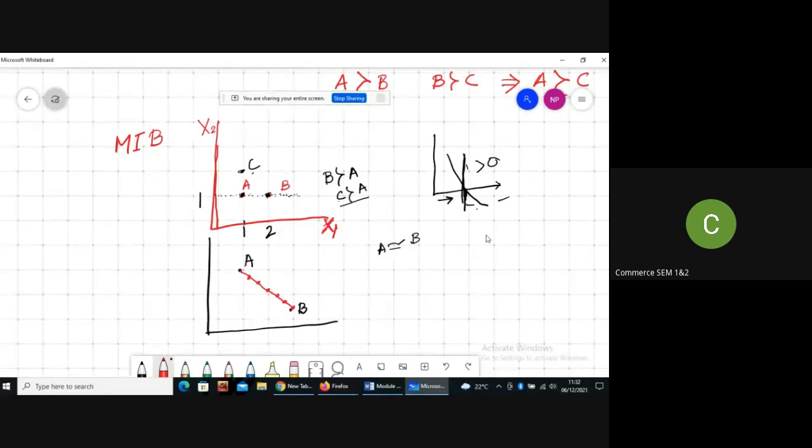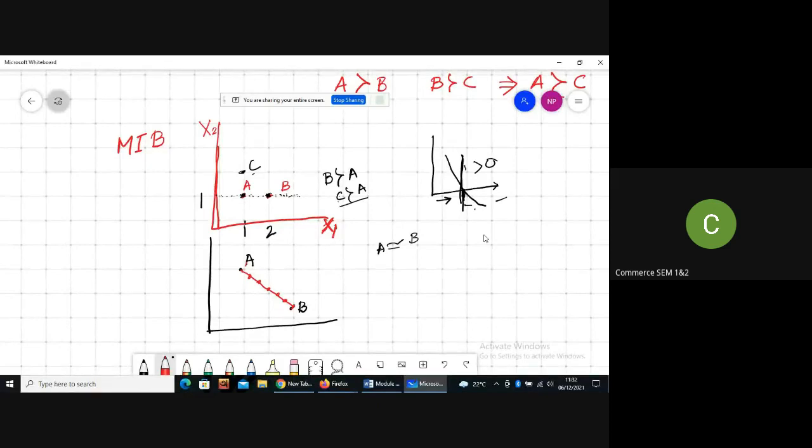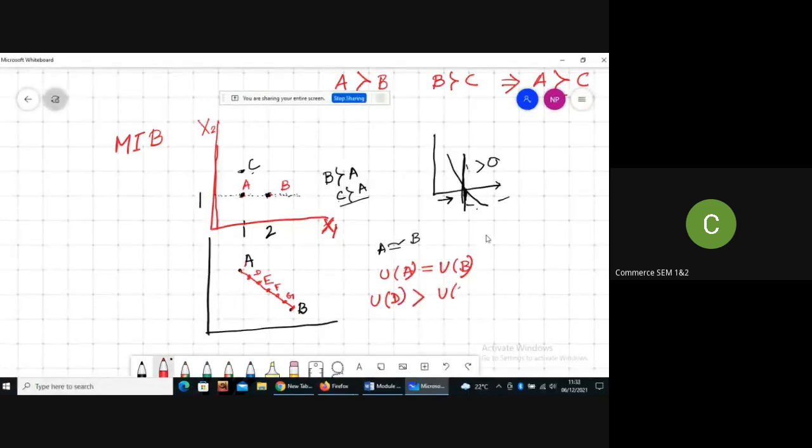What I'm saying is that the consumer is indifferent between point A and point B. That means the utility at point A is equal to the utility at point B. If that is the case, then if you join a straight line between these two points, A and B, and take any point on the straight line, be it D, E, F, G, any point, the utility from any point like D will be greater than the utility of A or the utility of B.